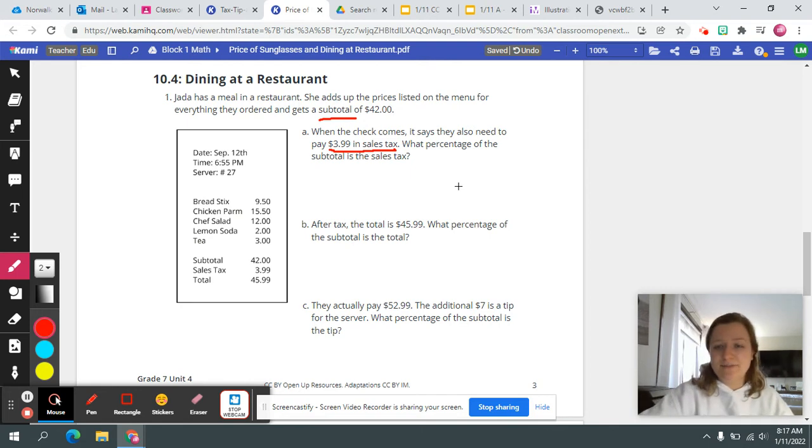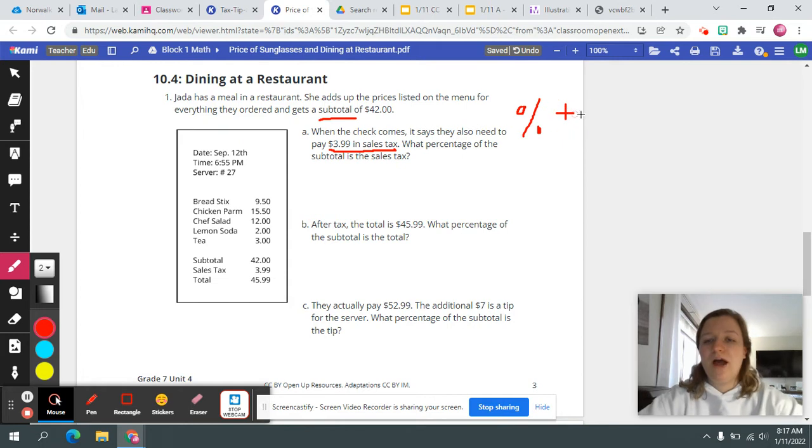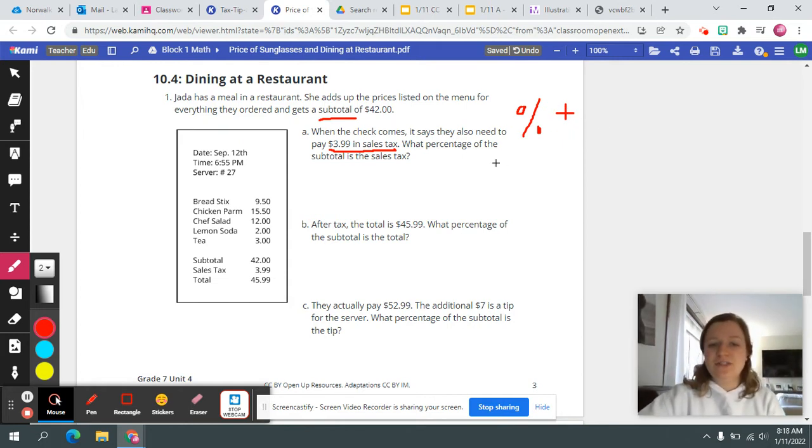So sales tax is something that's added onto the total, right? It's money that you have to pay for a good or service, like an extra amount of money. So this represents a percent increase. Bear with me, I haven't done the Kami in a while. So it says what percentage of the subtotal is the sales tax. So here's our subtotal, $42, and our sales tax is $3.99.